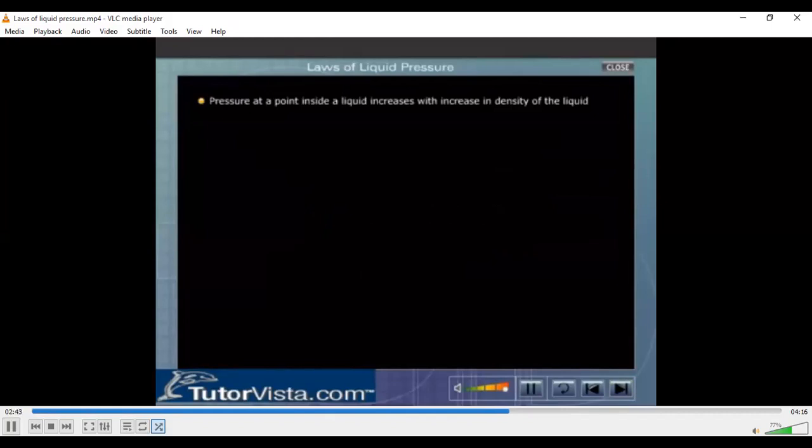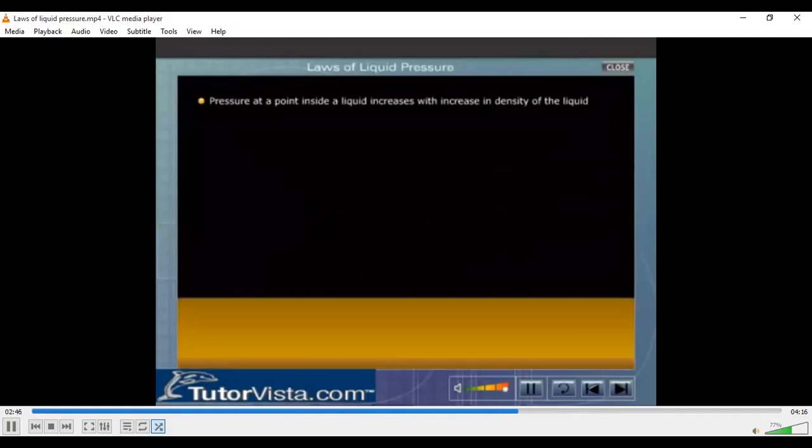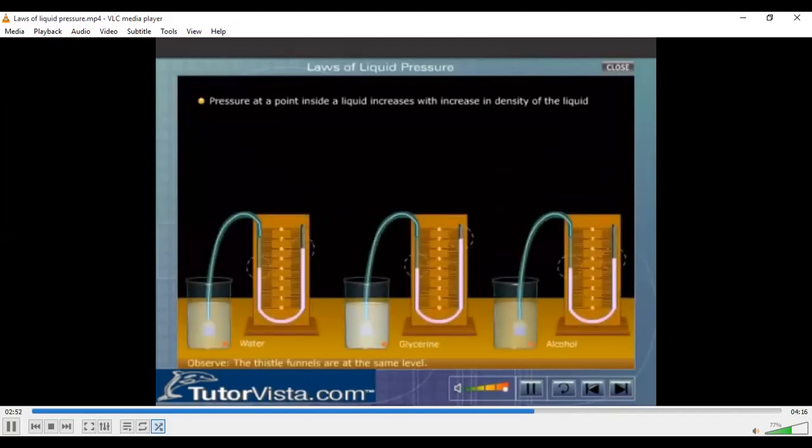To prove that pressure at a point inside a liquid increases with increase in density of the liquid. Observe the difference in levels of liquid columns in the U-tube when the thistle funnel is dipped in water, glycerin, and alcohol. What do you observe? The difference in the levels of liquid column is more when the thistle funnel is dipped in glycerin, and least when it is dipped in alcohol. This is because the density of glycerin is the most, and that of alcohol is the least. Thus, we can conclude that the pressure at a point inside a liquid increases with increase in density of the liquid.